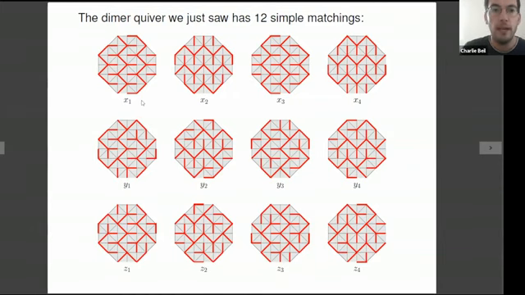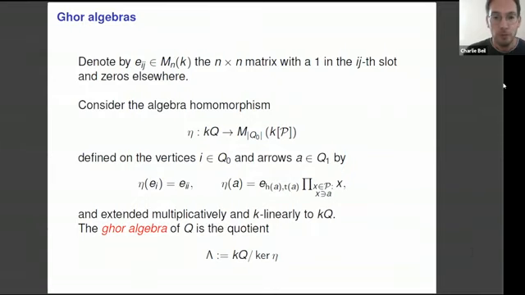Okay, sorry. Gore algebra, so again, this is from yesterday. We want to denote by E_ij the matrix with a 1 in the ij slot and zeros elsewhere. And consider the algebra homomorphism eta from the path algebra to the matrix ring over the polynomial ring generated by the perfect matchings. Defined on the vertices i by eta of e_i is the matrix E_ii, so a 1 in the ii slot and zeros everywhere else.